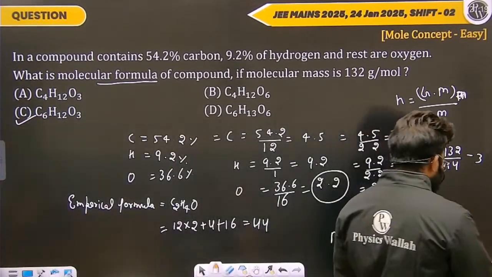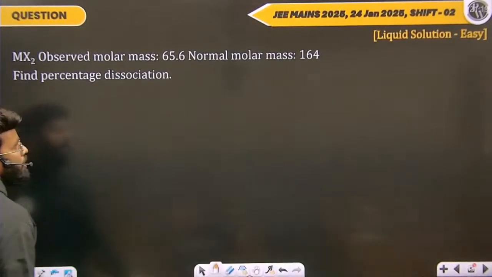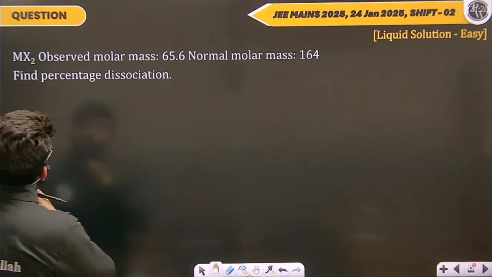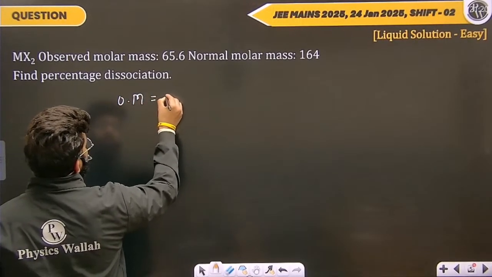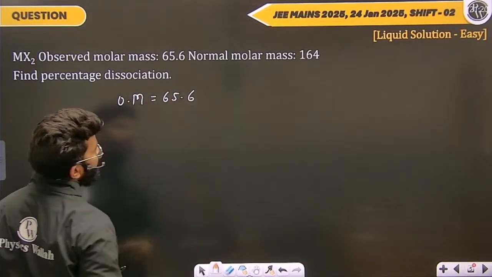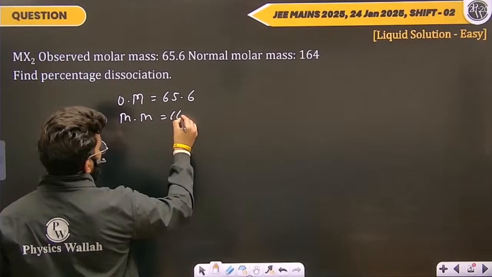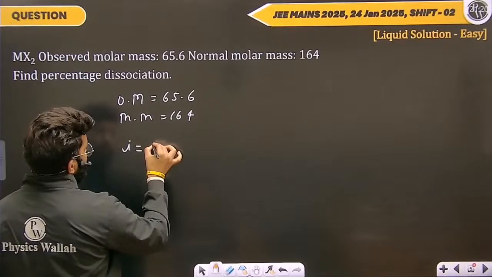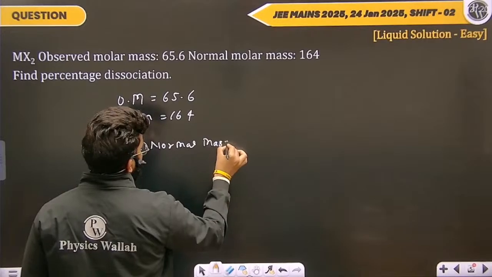Now we move to the second question, from the ionic equilibrium chapter. We have to find the percentage dissociation constant. Now we are given the observed mass is 65.6 and the molar mass is 164. First we will calculate the Van 't Hoff factor i. The formula is normal mass upon observed mass.